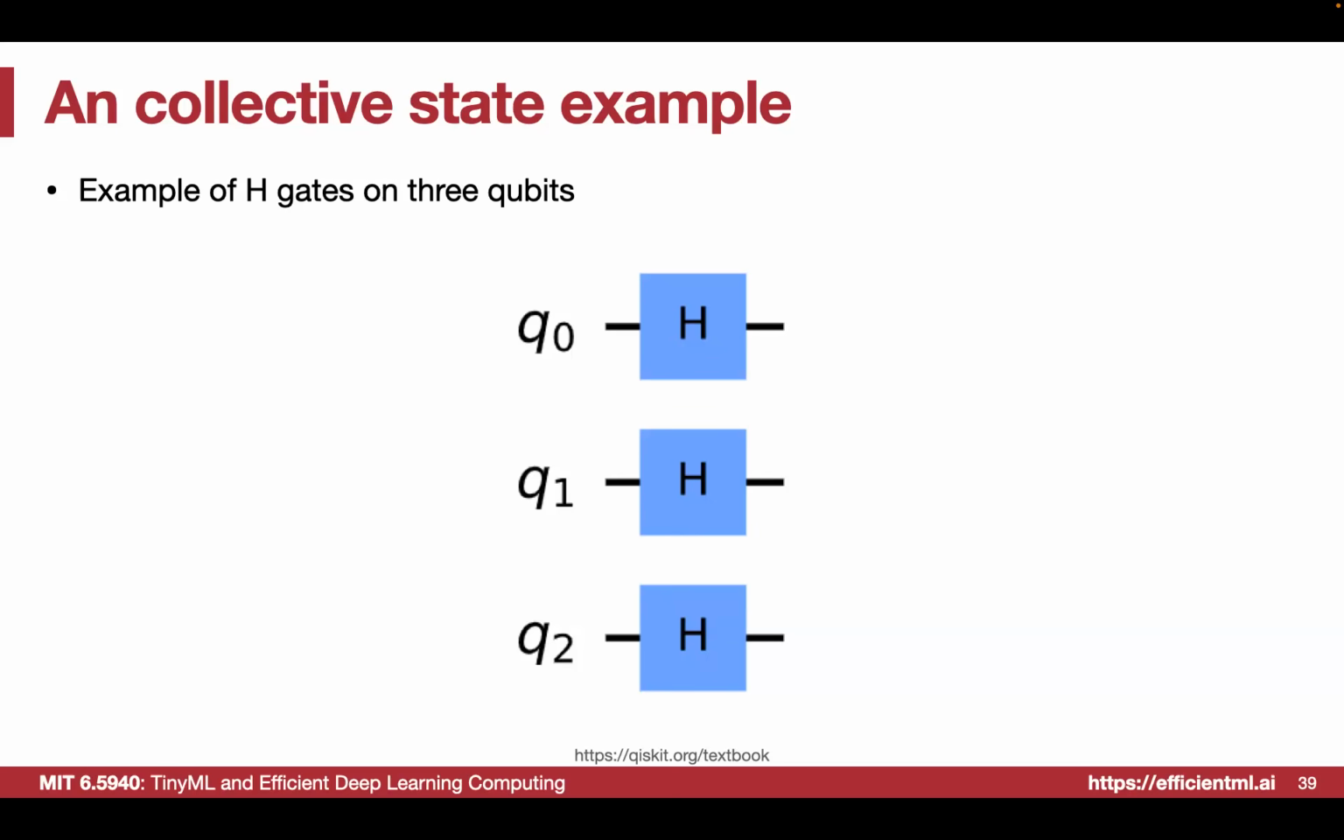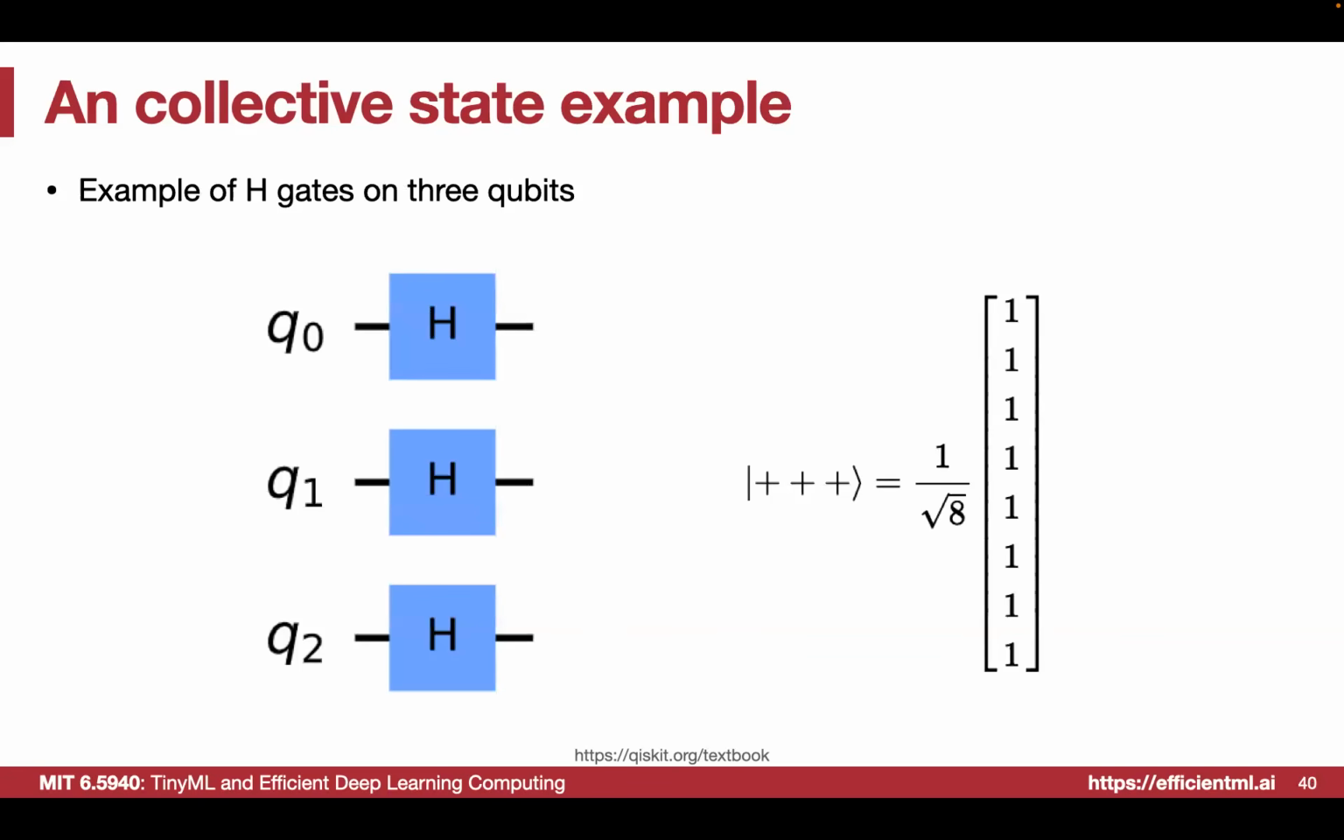Here we can give an example of this collective state. Say we have these Hadamard gates, as we introduced previously. We have Hadamard gates on each of the qubits, right? And then we can create this all entangled state.